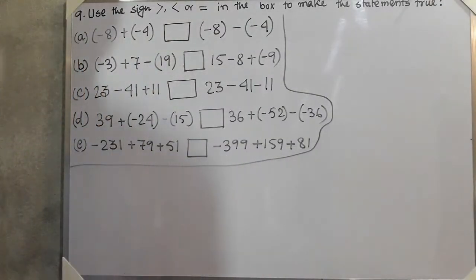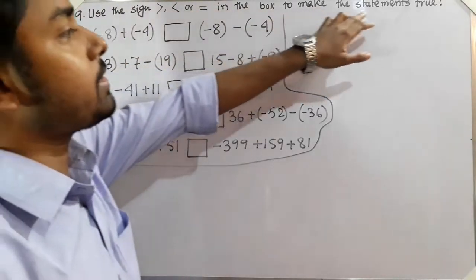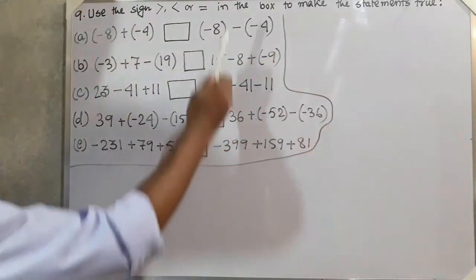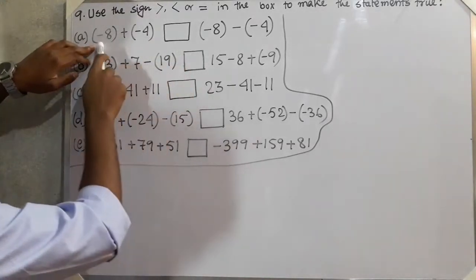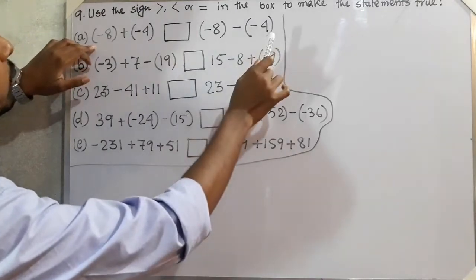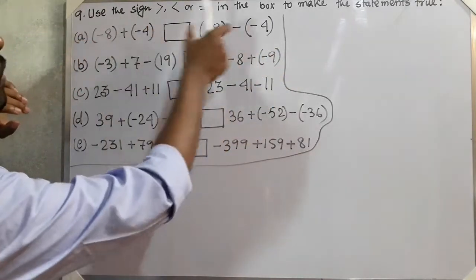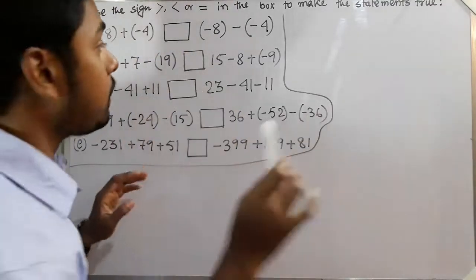Now question number 9: use the sign greater than, less than or equal in the box to make the statements true. So first of all, suppose I am taking question A, what I have to do here is solve both parts, this part and this part. Then we have to compare both parts, and then put the sign here. So one by one we will solve it.